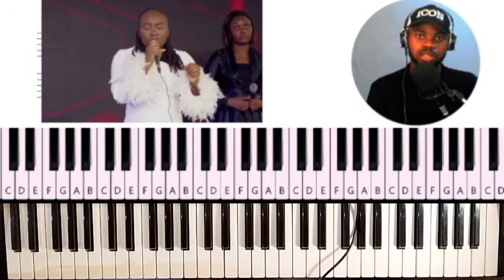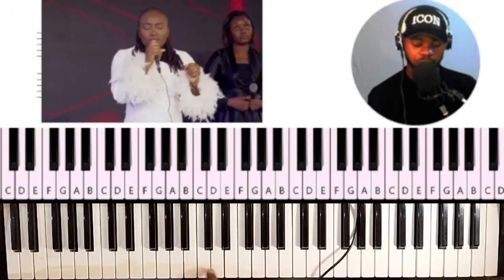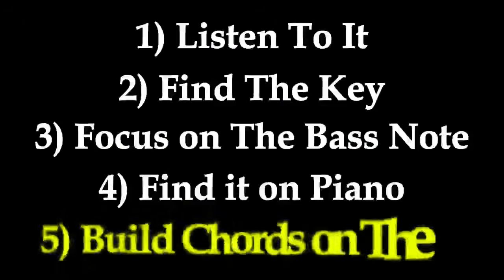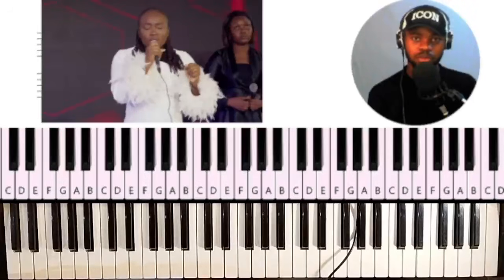Okay, so after figuring out what the bass player is doing by humming, you then try to find that sound you hummed on the piano. Wherever you hum, you try to find it on the piano. Then you build chords on those bass notes that you found on the piano. Those chords you built from the bass notes are what come together to form the chord progression of that particular song.